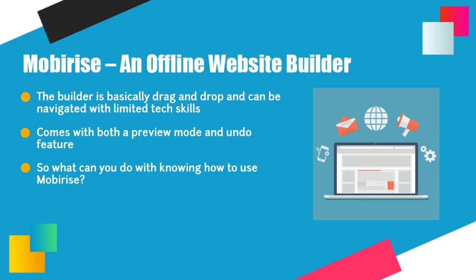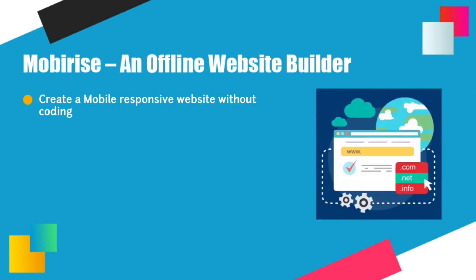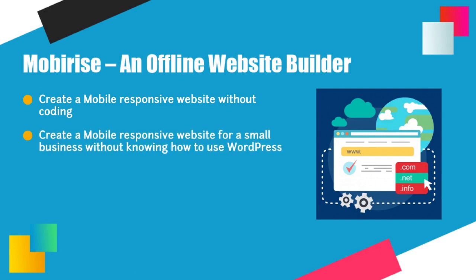What can you do? Right? So if you're watching this and you're thinking, well, what can you do if you know how to use MobiRise? What can you do knowing how to use it? One of the things is that you can build a mobile responsive website, again, for yourself or for a business. You don't have to know how to code anything. You don't have to know anything about HTML or CSS. Now, again, there are areas where if you want to do that, you can get involved with the CSS and the HTML, but you don't have to do that in order to get a site up. You can create a site for a business without knowing how to use WordPress. That's what you can do.